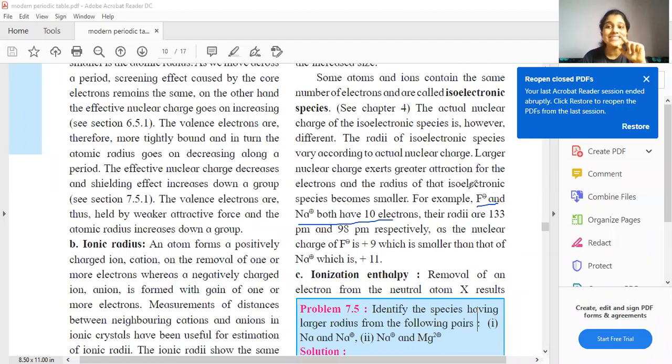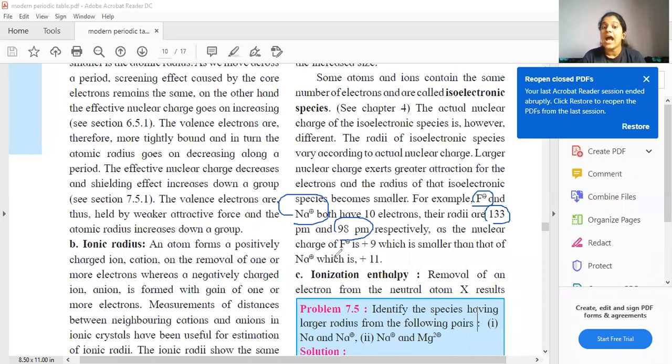Fluorine has 9 electrons. So in F minus, if I add one electron, I am adding one electron, so it becomes 10. Okay, fine. I hope you all understood this. Their radii are 133 picometers and 98 picometers respectively. So F minus is 133 and Na plus is 98.